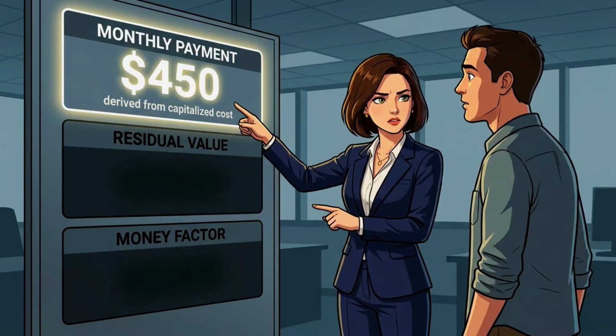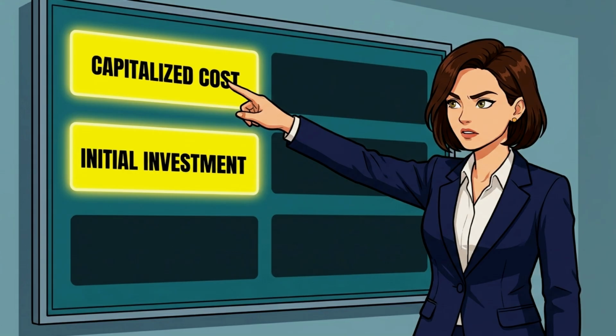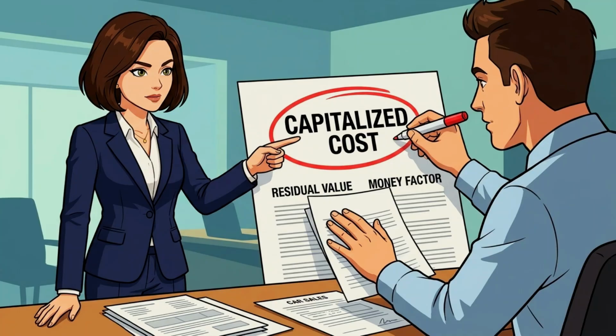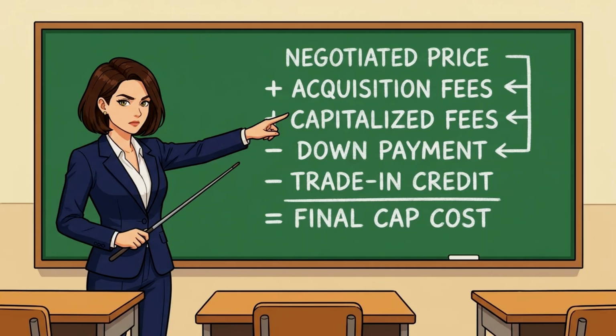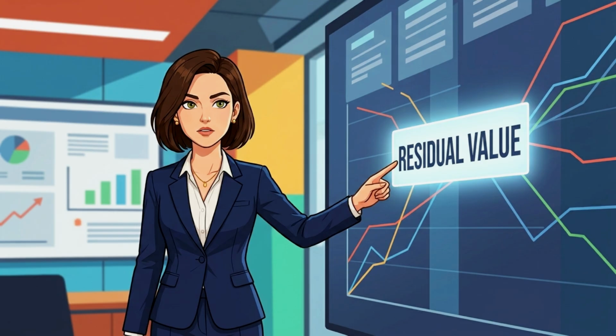Every time you lease an asset, whether it is a vehicle, a piece of equipment, or commercial property, the transaction is governed by three primary variables. Most people only hear about one of them. The first is the capitalized cost. This is the total initial value of what you are financing, the negotiated price of the asset plus any fees minus any down payment or trade-in credit. This is the number the salesperson is willing to discuss.